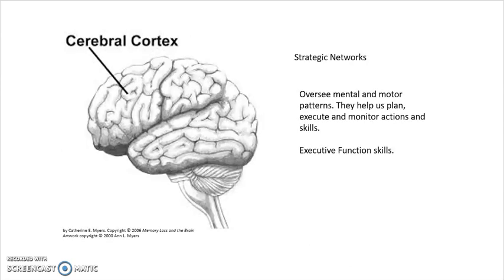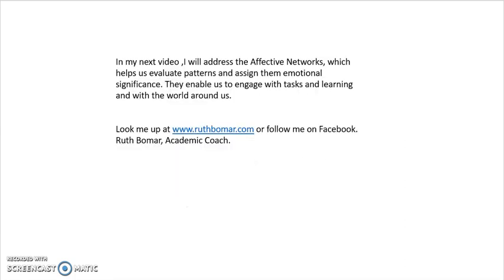Understanding the strategic networks in the brain helps you become a better learner and a better teacher. You can design optimal learning and teaching scenarios to support strategic learning for different kinds of learners and different kinds of learning needs. In my next video, I will address the affective networks, which help us evaluate patterns and assign them emotional significance. They enable us to engage with tasks and learning, and with the world around us.